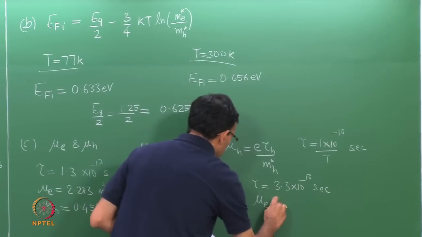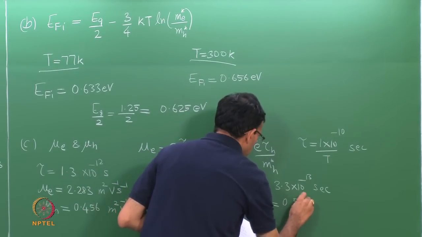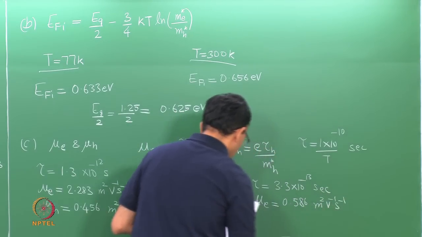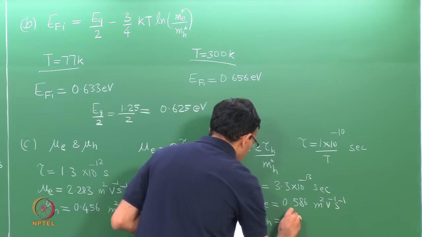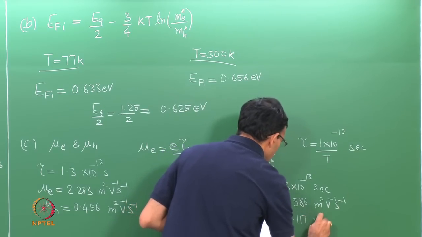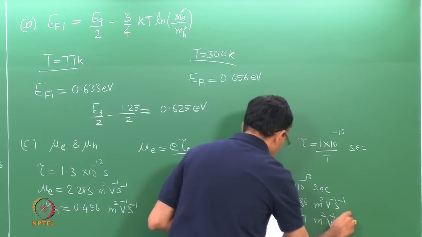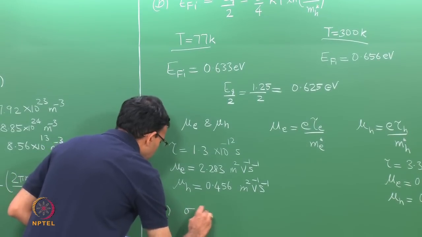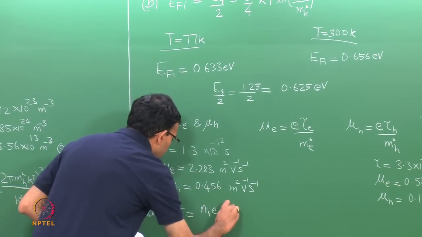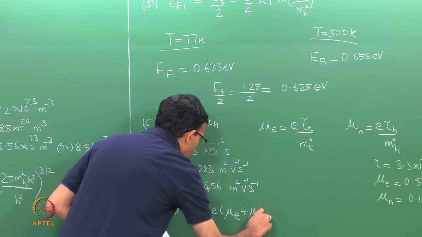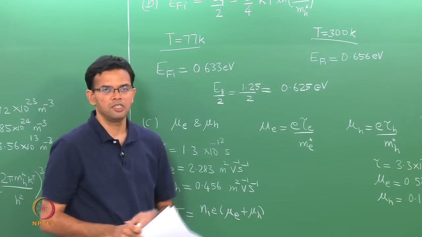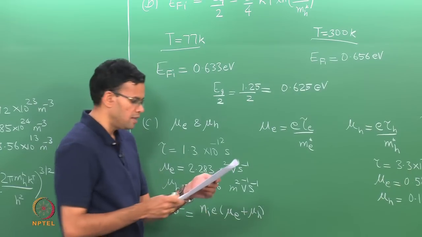Mu E is 0.586 meter square per volts per second. Mu H is 0.117 meter square per volts per second. So, the last part of the question, we want to calculate the electrical conductivity. Sigma is nothing but Ni e, mu E plus mu H. So, Ni we got in the first part of this question, mu E and mu H we just calculated. So, we can just plug in the numbers.